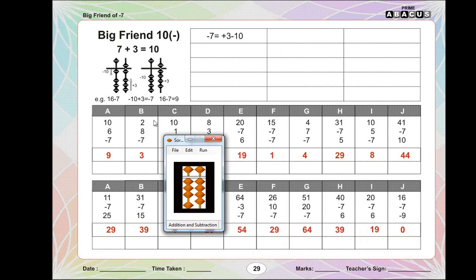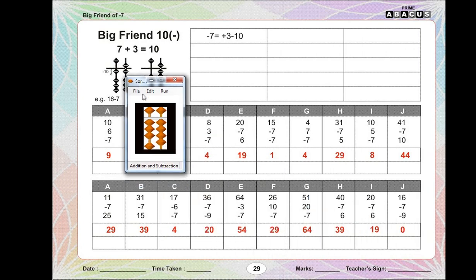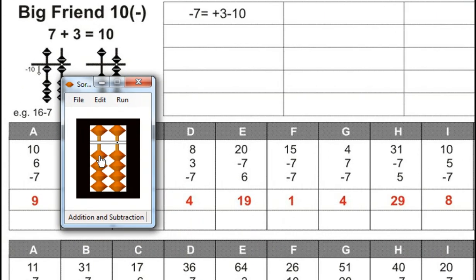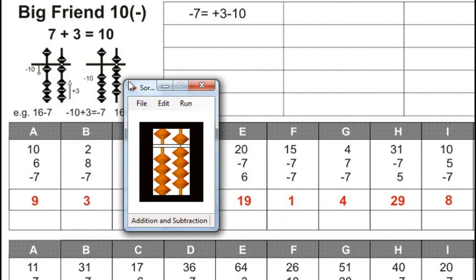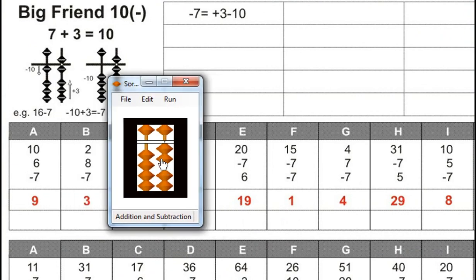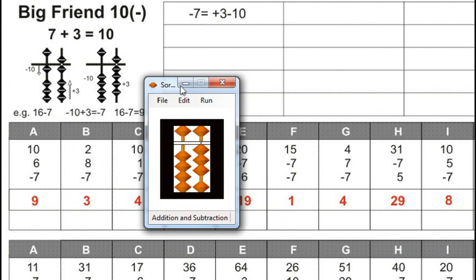Table 1, page number 29. 10 plus 6 minus 7. Answer is 9. 2 plus 8 minus 7. Answer is 3.